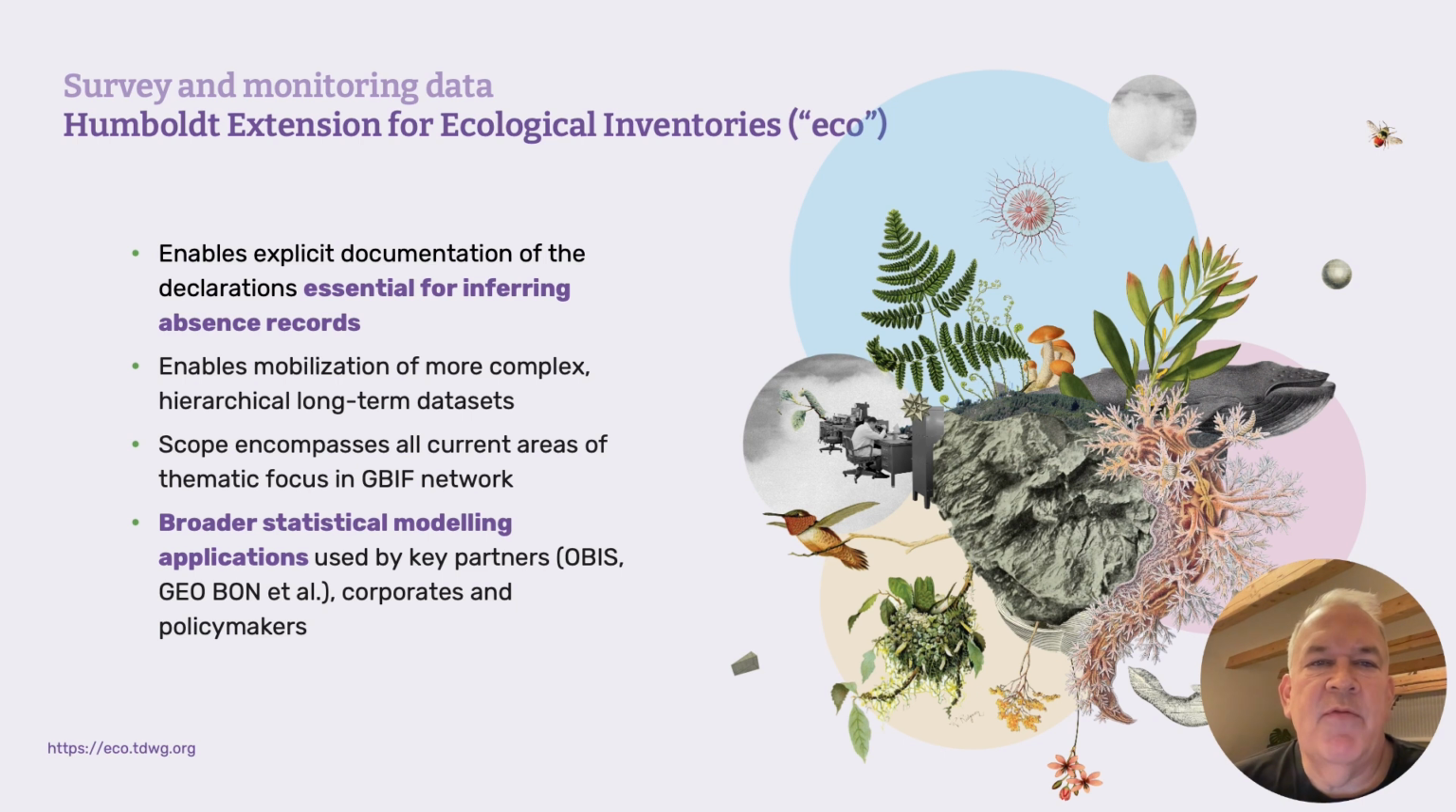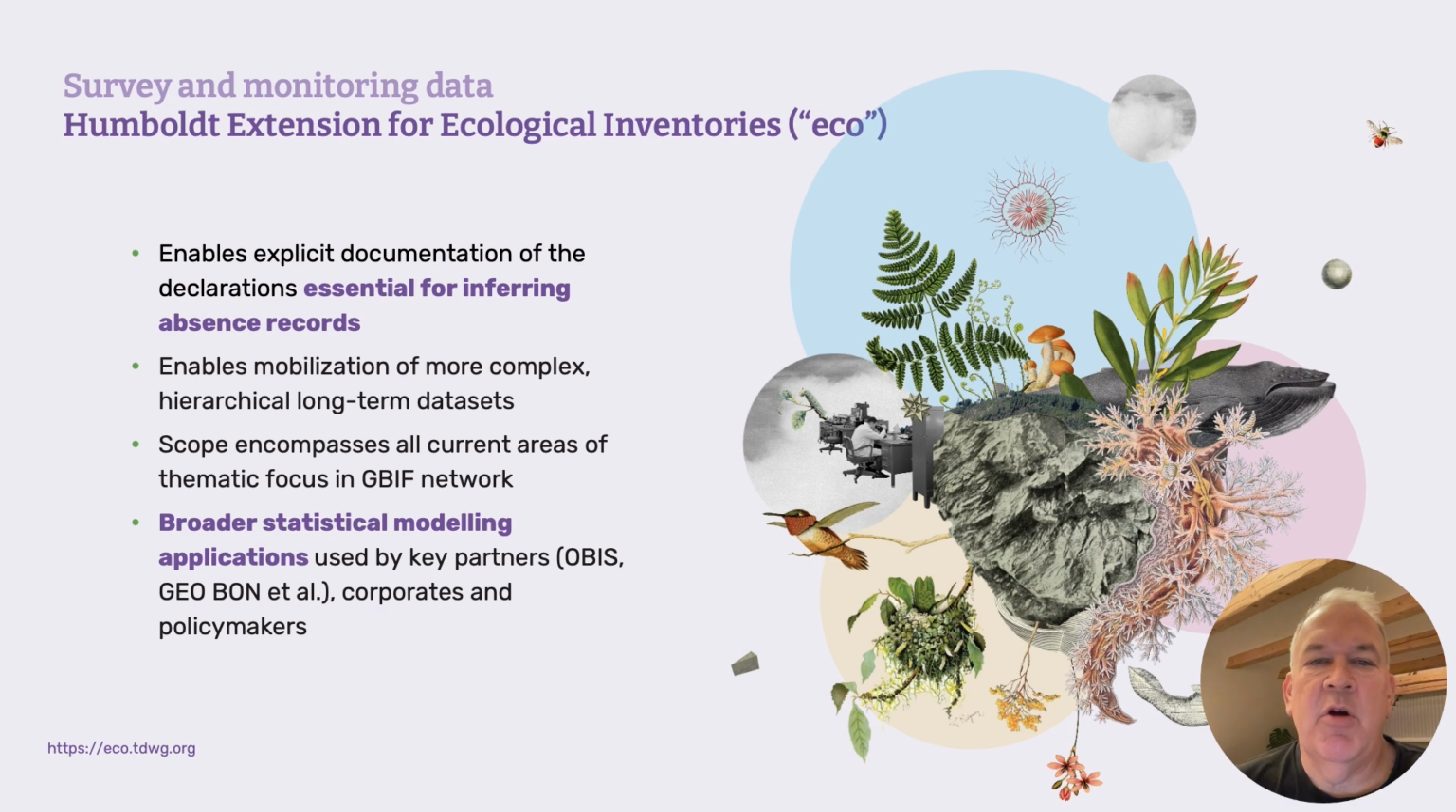Then, in February of this year, TDWG ratified a comprehensive set of changes in the Darwin Core Standard related to ecological data. This came last year with the ratification of a Humboldt extension for ecological inventories. This new extension introduces the ability to include explicit documentation about sampling protocols, scope, effort, and completeness, all of which are essential for inferring records of absence.